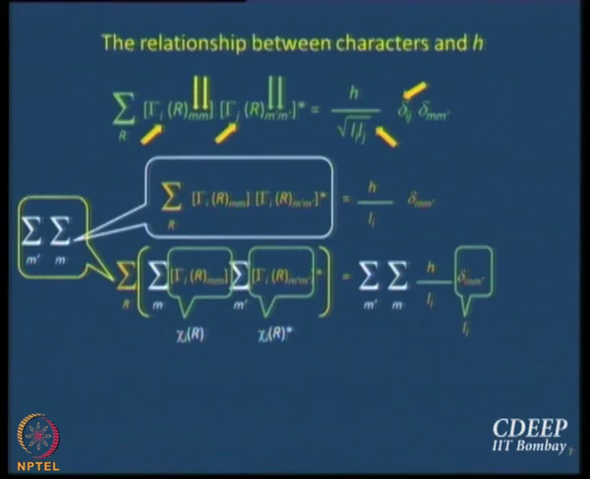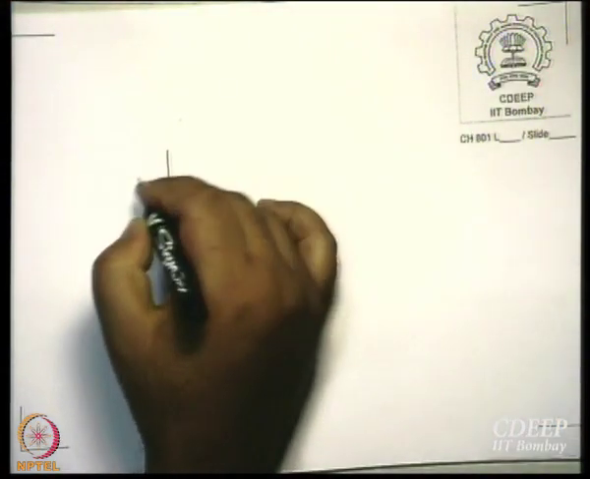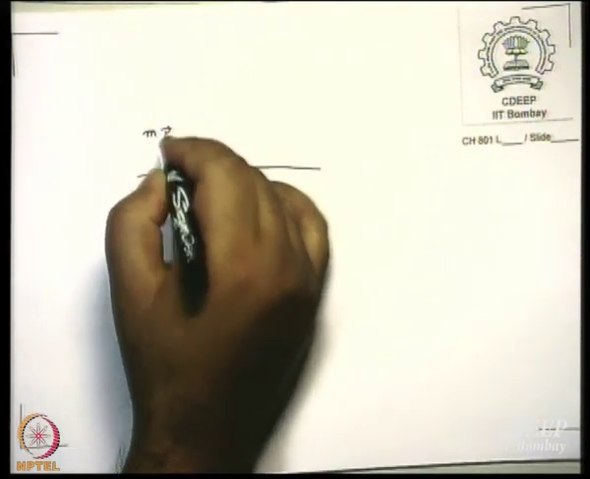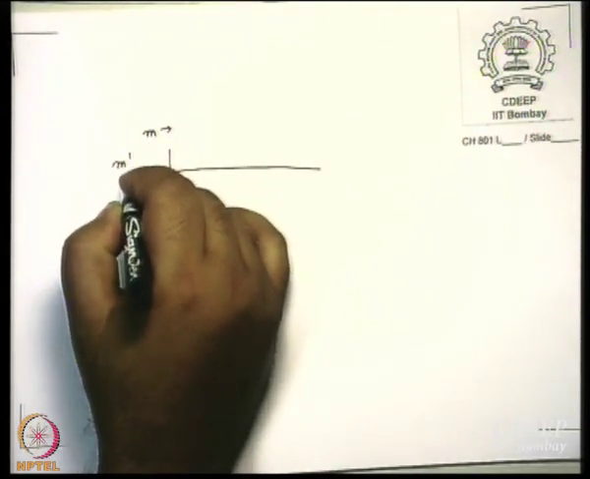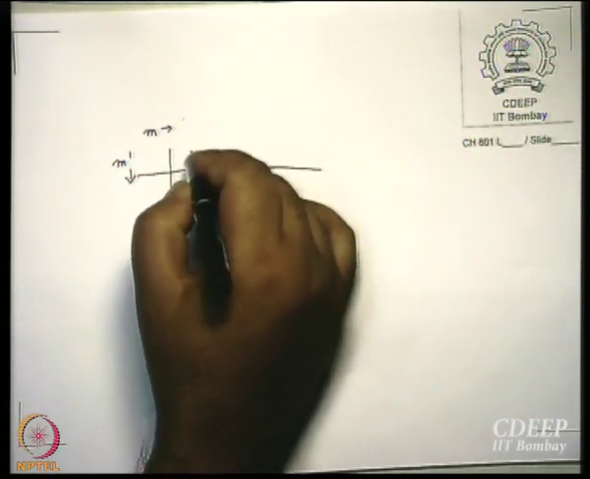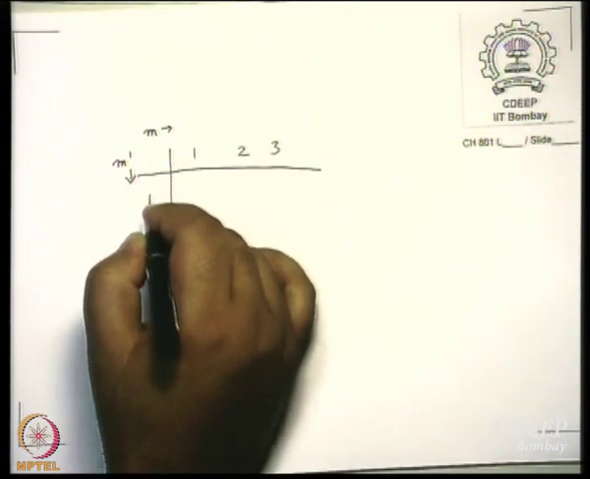it is perhaps easier to think of it like this. So, let us say I will write all the m values here and I will write all the m dash values here, and once again I want to work with 3 values of m, let us say Li equal to 3, 1, 2, 3. So, m equal to 1, 2, 3, m dashed equal to 1, 2, 3.